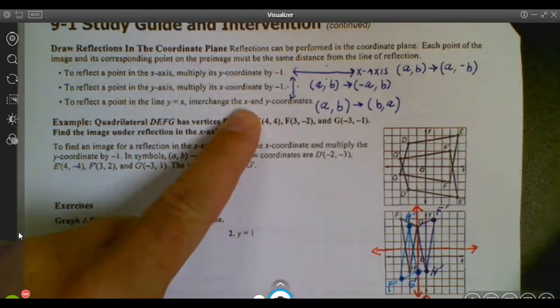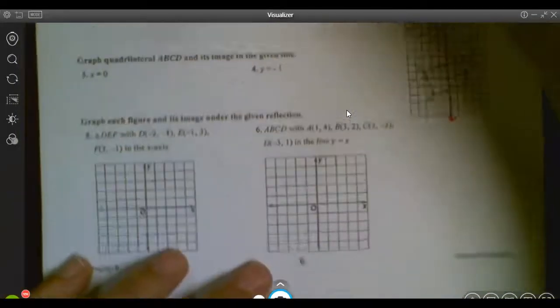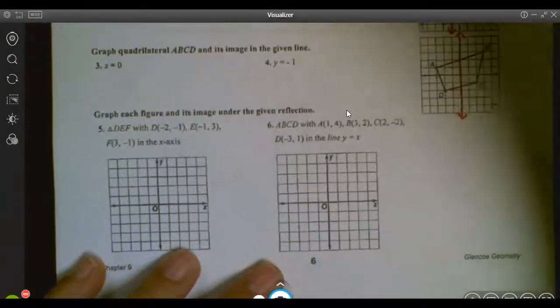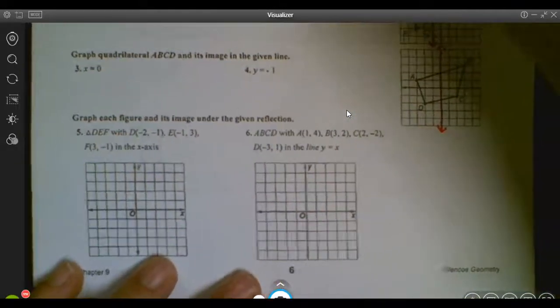No signs change. If it was positive, it will stay positive. If it was negative, it would stay negative. So the rule we want to know for this is simply to trade places with your x and y coordinates. So we'll get to that in a minute. So let's take a look at 3 of these. I'm not going to do number 4 because it's too similar to what we just did up above. I'm going to do 3, 5, and 6.